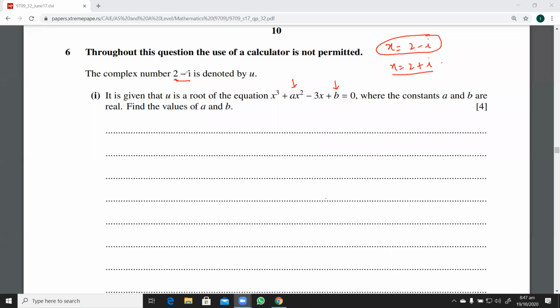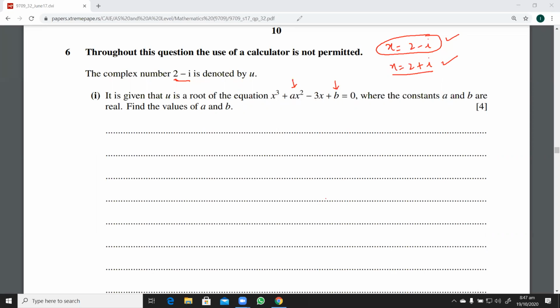So I have just told you that here it is 2 minus iota, one of the roots. You will assume the second root to be this 2 plus iota. You substitute these two roots one by one into this equation. You get two equations in A and B. Solve them simultaneously to get the values of these unknown A and B.